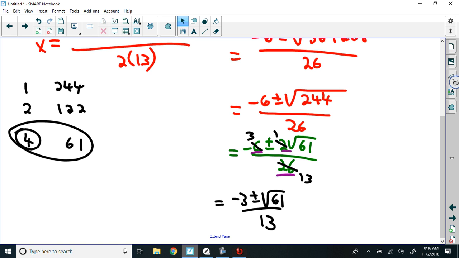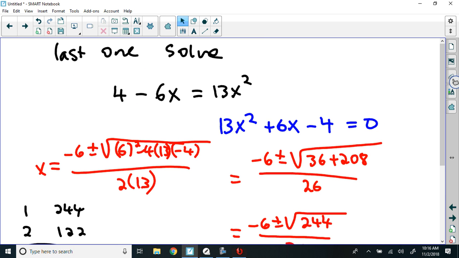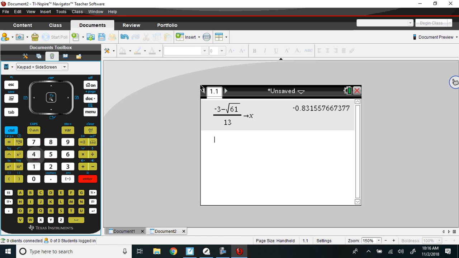What was my original equation even? I don't even remember now. 4 minus 6x equals 13x squared. So if that's a true answer, this should return a true statement. Let's see how we did.